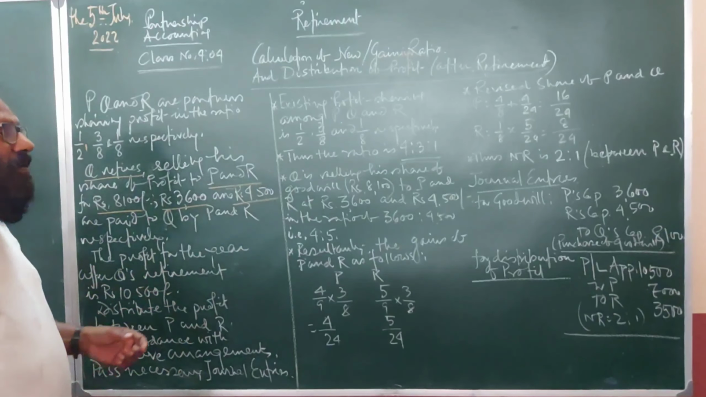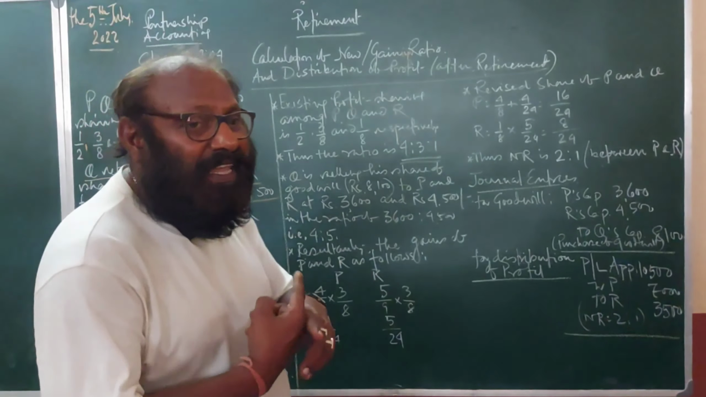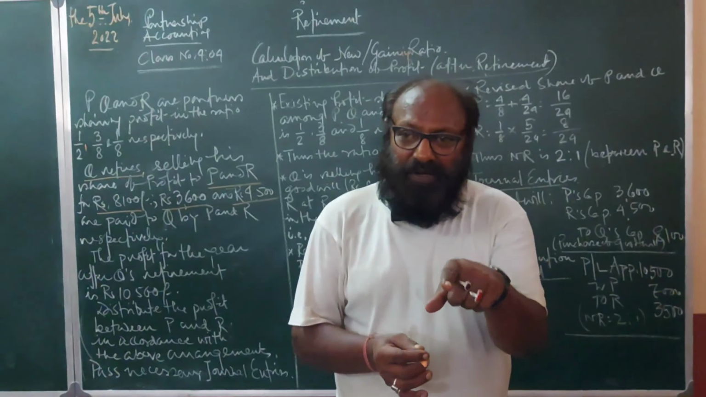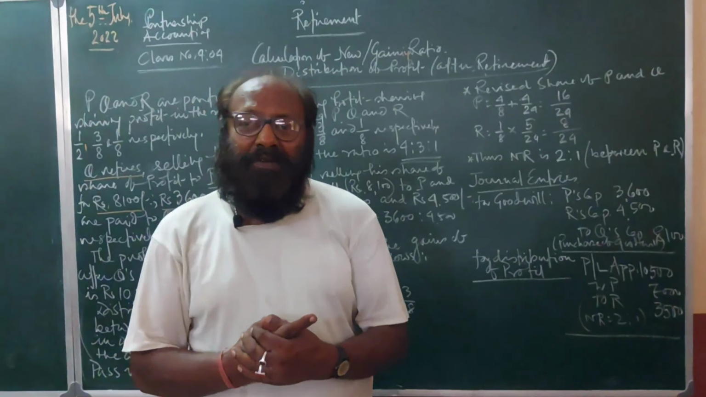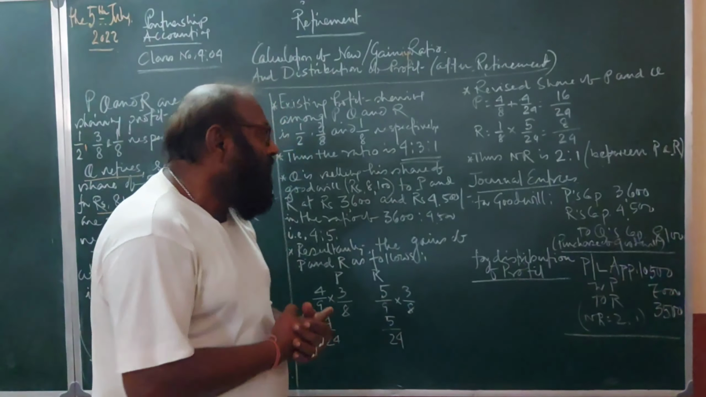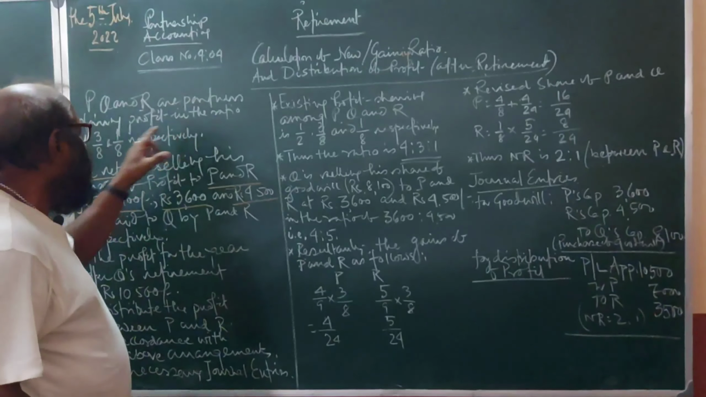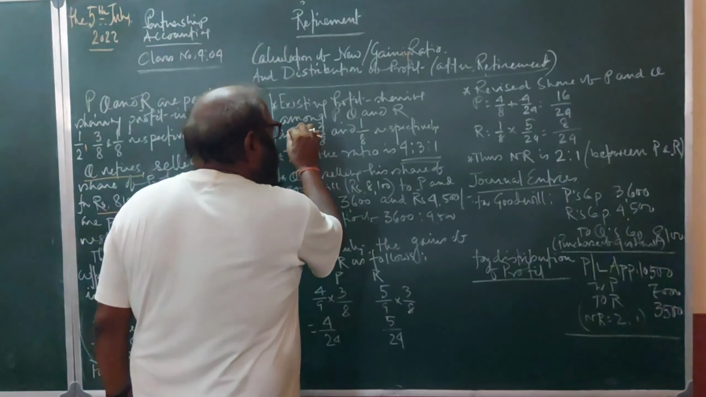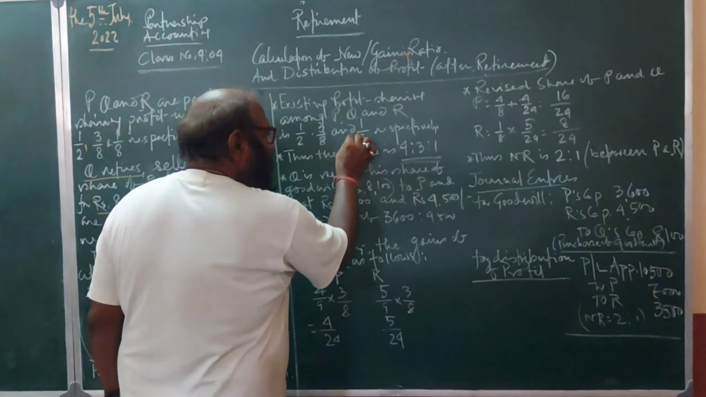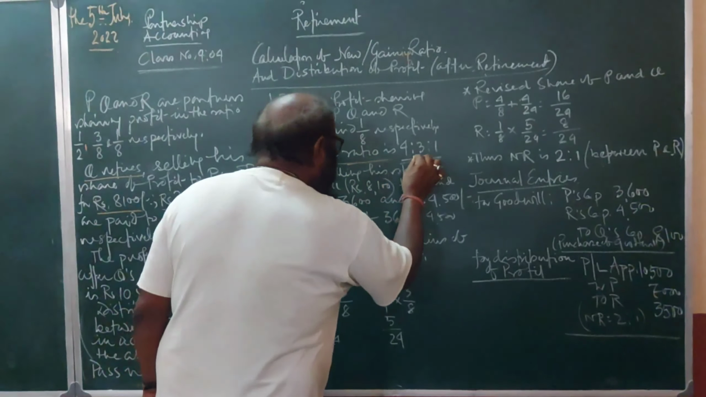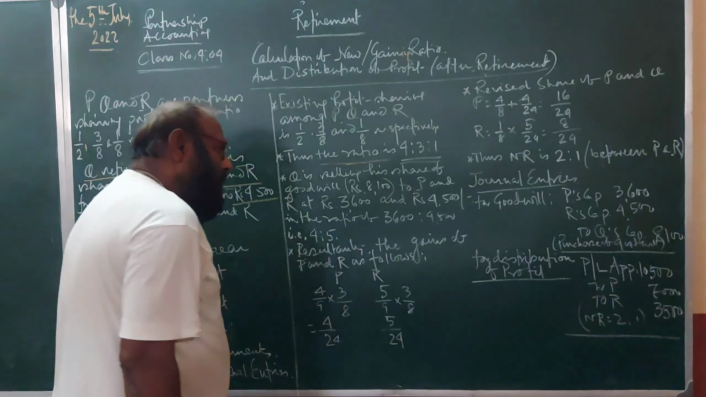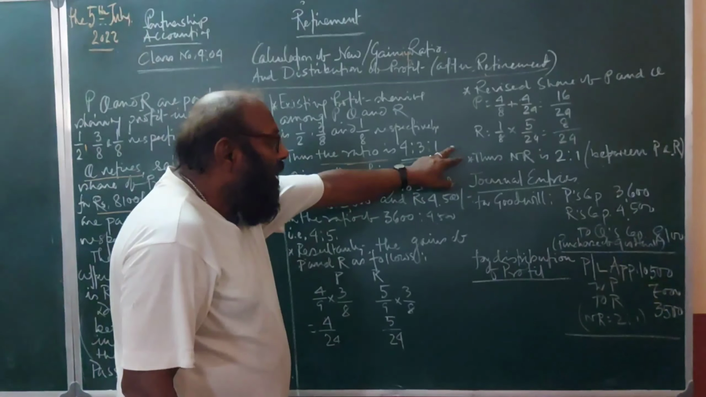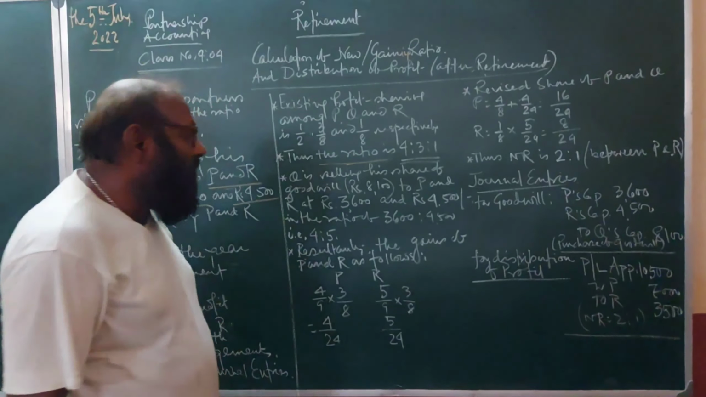Now, first of all, what do you have to find out? In case of admission, you have to find out the sacrificing ratio and new ratio. In case of retirement, you have to find out the gaining ratio and after that the new ratio. The basic thing given: P, Q and R are partners sharing profits in the ratio of 1/2, 3/8 and 1/8. That is the existing profit sharing among P, Q, R. Thus the ratio is 4:3:1. Clear? So this is the old ratio, or the ratio before retirement, 4:3:1 among P, Q, R.